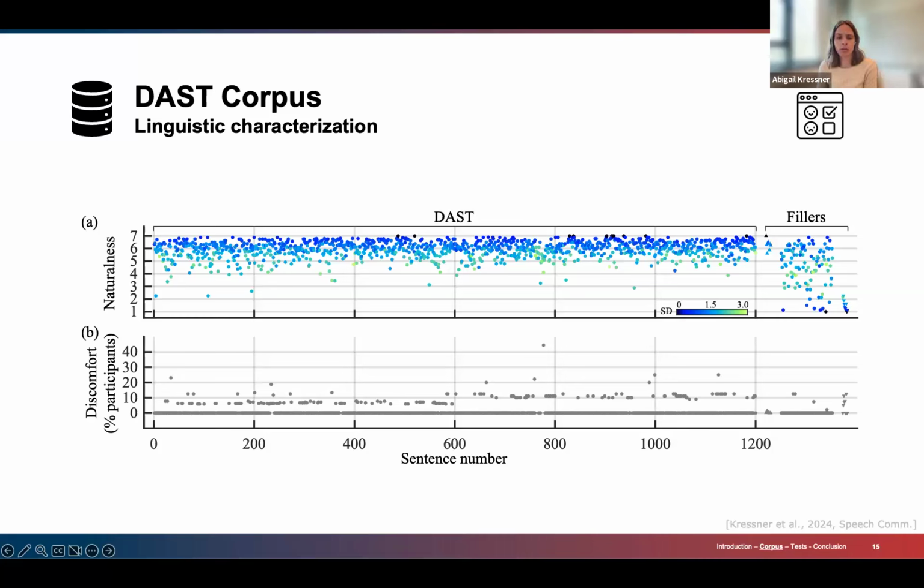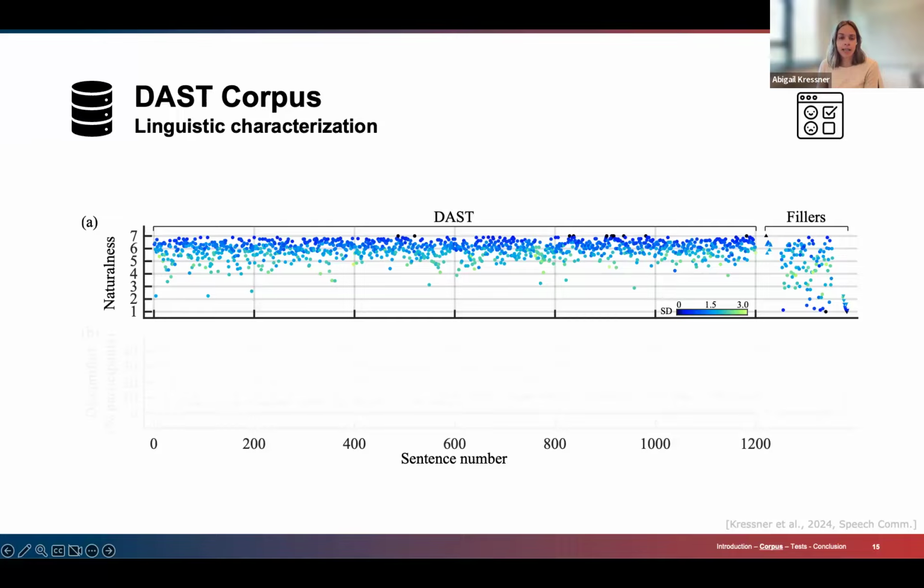Let me briefly walk you through just the top plot. On the x-axis, we have the sentence number for the DAST sentences and for extra filler sentences that we added over on the right. On the y-axis, we have the naturalness rating, where higher values indicate greater naturalness. Each point in the plot represents the mean score given to each sentence. The overall pattern shows that the vast majority of the Danish sentences cluster in the region of high naturalness, which is exactly what we were aiming for.